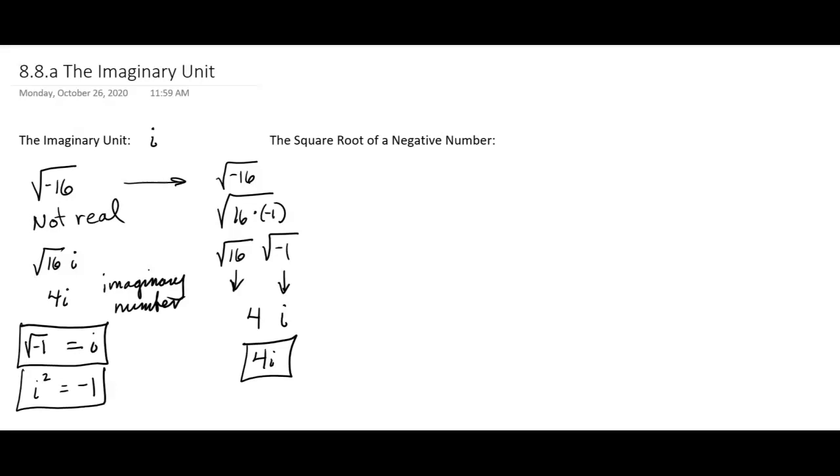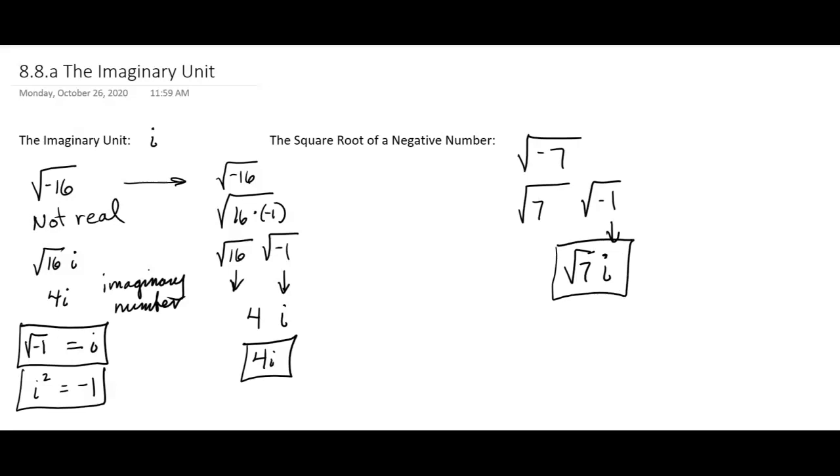If you have the square root of a negative number, say the square root of negative 7, then you're going to think about that as the square root of 7 times the square root of negative 1, and then you're going to make that part the i. In this case, the square root of 7 doesn't simplify, and so you would just leave it the square root of 7i. This book tends to write it this way. Some textbooks put the i in front of the radical. I just want you to be aware of that.